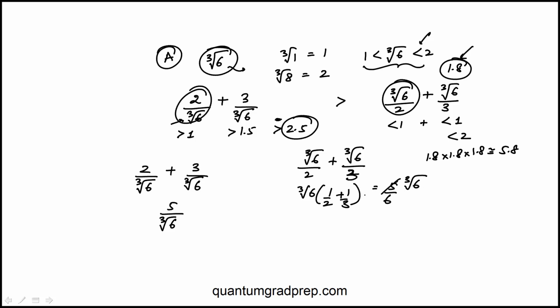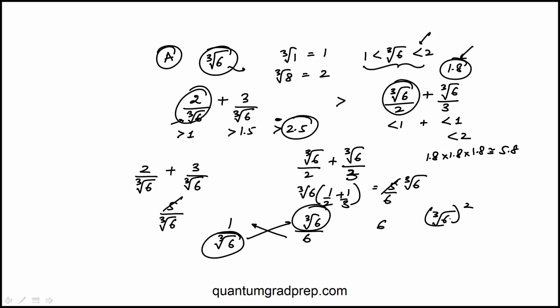And then I can divide by 5. So now I have 1 over cube root of 6 and cube root of 6 over 6. Then I cross multiply. Quantity A becomes 6, and this becomes cube root of 6 square. Note you will be multiplying these two. And this is really 6 to the power of 2/3.